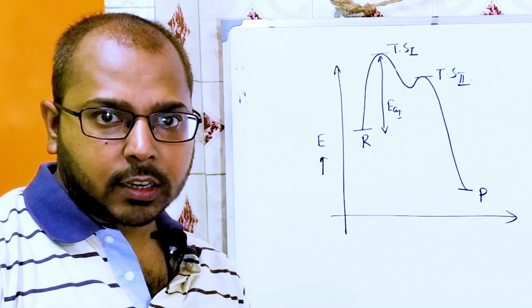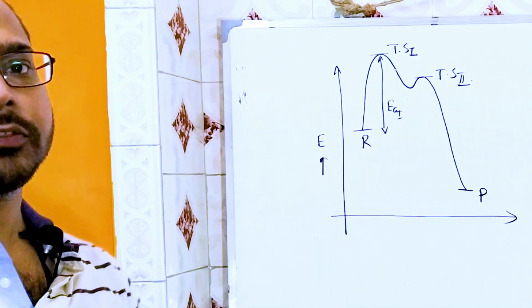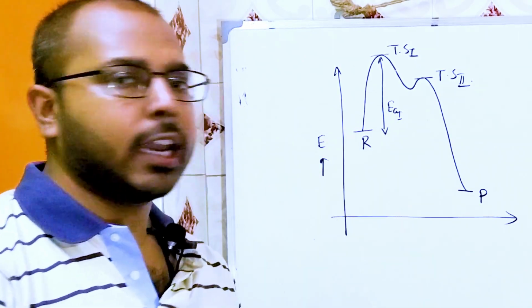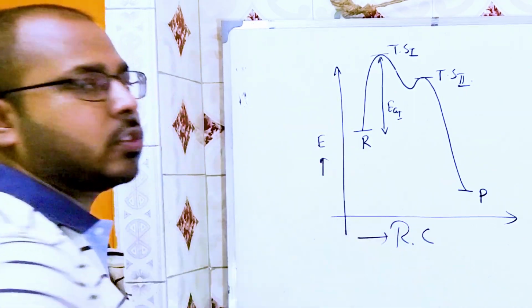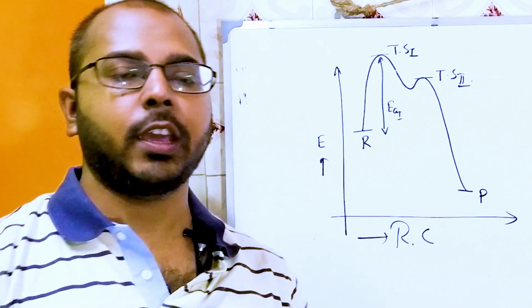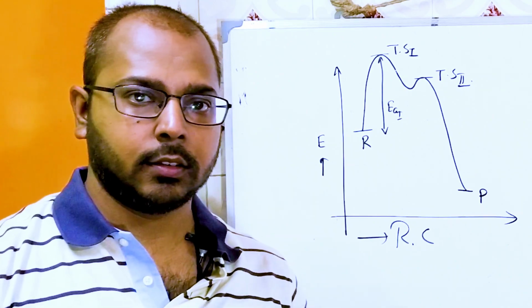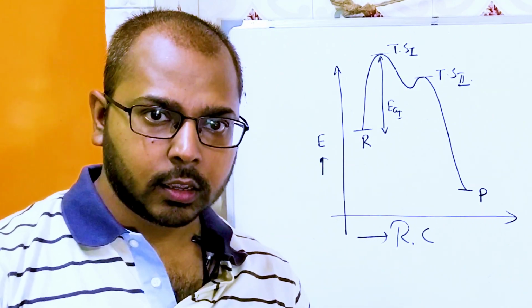Have I made myself clear? So SN1 is first order and that is the energy profile diagram. Y-axis is energy and x-axis is reaction coordinate. Got it?